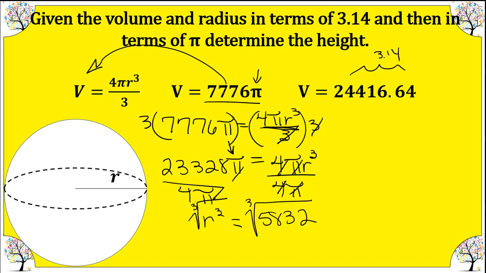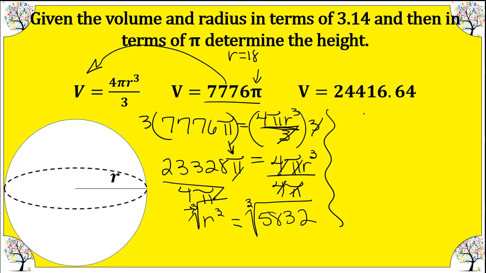Now, instead of taking the square root to undo squaring, we are going to take the cube root, and you use your calculator. On my TI-30XS, the first thing we do is we type in 3, our index number. Then I'm going to go to second and then caret, and then I'm going to put in my radicand 5,832, and I get 18. So my radius is 18.